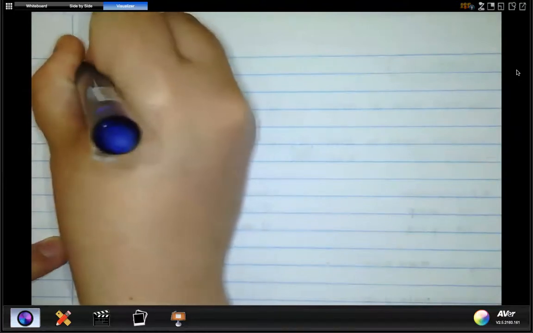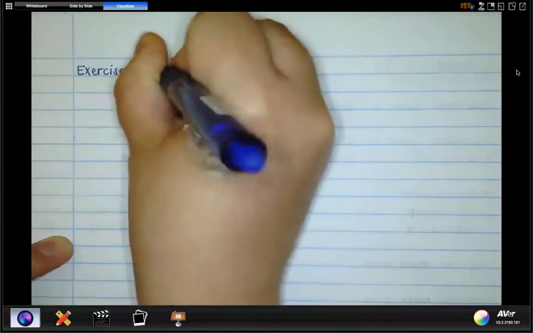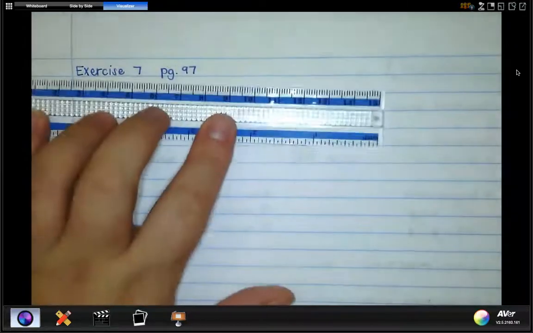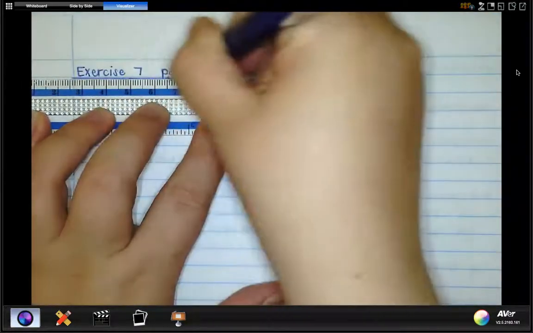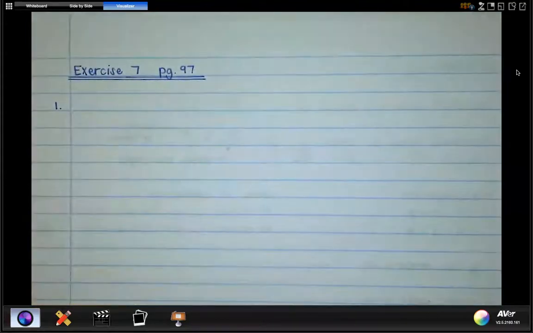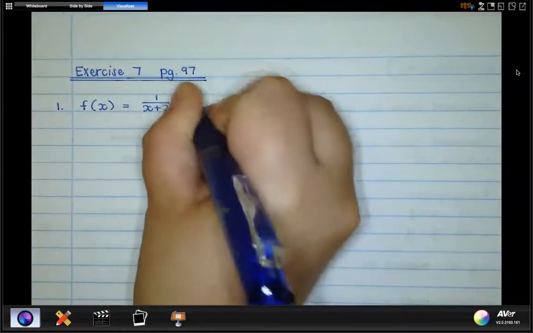So exercise 7. The numbering in exercise 7 is very strange, so I will write down the number, but then I'll also write down the actual equation so that you have them all on here in case you don't have your textbooks at school. So exercise 7, page 97, I want you guys to do number 1, which is asking you to draw the graph of f of x, which is 1 over x plus 2, minus 3.